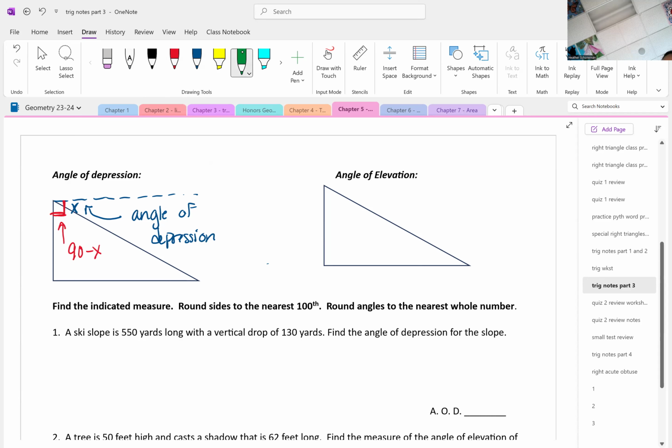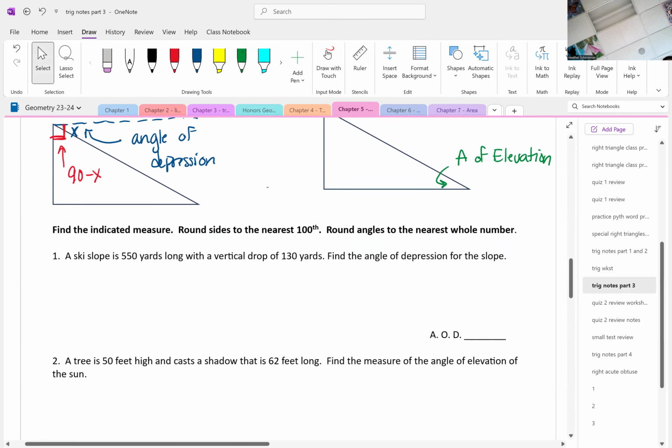All right, and last but not least, the angle of elevation is always at the bottom right corner. So this one is the angle of elevation. Now, these two words, first of all, are never used in the same problem. It's always one or the other, and they're not used in every problem, but they're used in some. And so we need to make sure that we know what it means when we get there. So let's talk about the first one.